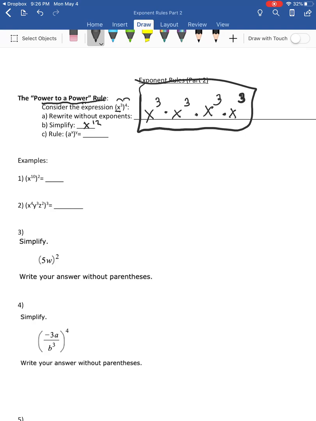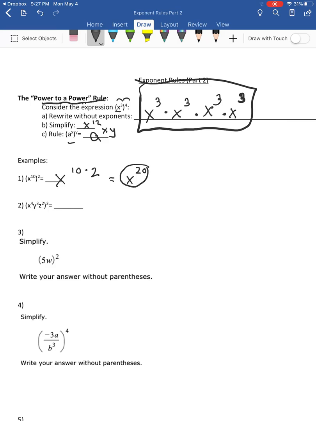Okay, so our rule is a to the x with the x inside the parentheses and y outside the parentheses. You should see that to simplify that, just simply multiply x and y. So a is going to stay, a to the power of x times y. Okay, so let's apply that. So x to the 10th inside, a squared outside, that's going to be x to the 10 times 2. That's going to be x to the 20th.